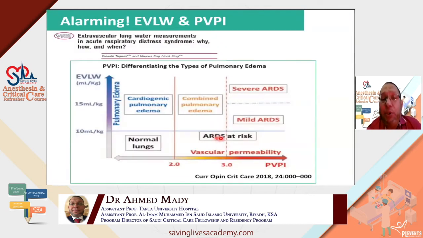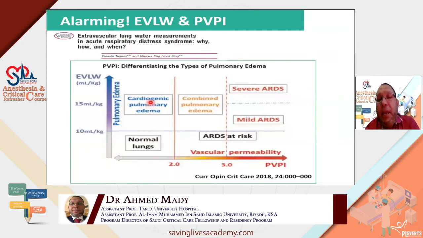Another flow chart I like to have here. It was published in 2018, and this is just to compare. If you have a patient with normal lungs, he has low vascular permeability as well as low extravascular lung water. If the vascular permeability increases, as you can see here, ARDS at risk, without increasing the extravascular lung water. If only extravascular lung water increased and the pulmonary permeability index is low, then your patient almost certainly has left ventricular failure and hydrostatic pulmonary edema, cardiogenic pulmonary edema.